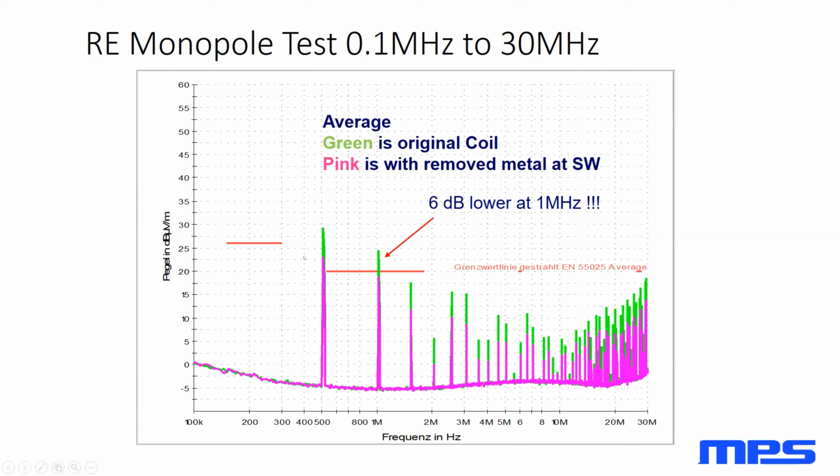Here are the average results, kind of the same story, 6 dB difference. So we were over this limit line here previously, now we're below it, just with the different inductor or the different mounting method, removing that large tab.